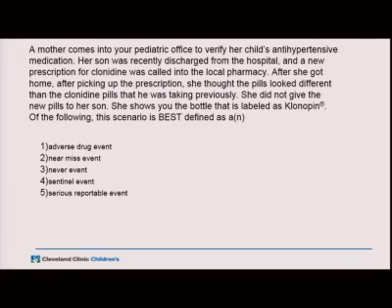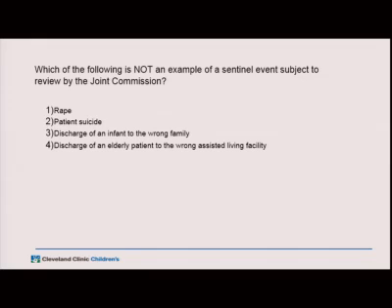All right, and the last question, which of the following is not an example of a Sentinel event subject to review by the Joint Commission? Rape, patient suicide, discharge of an infant to the wrong family, or discharge of an elderly patient to the wrong assisted living facility?